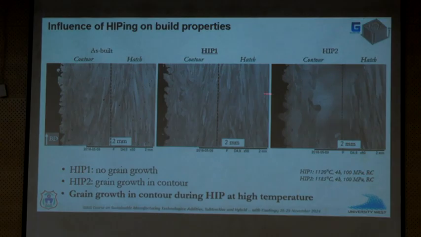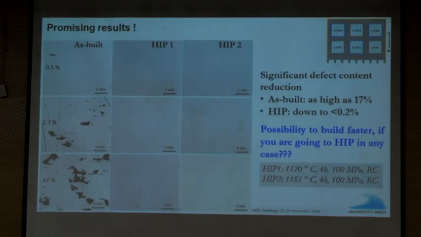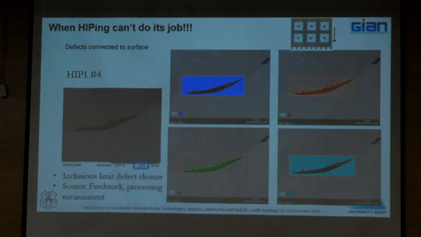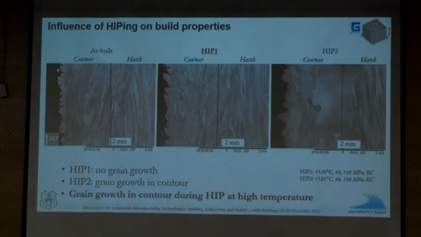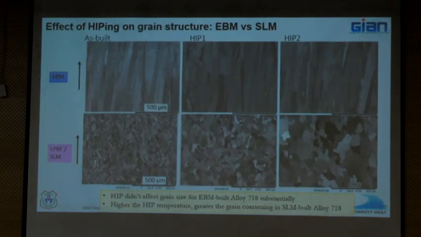This is after HIPping the same sample at 1185. So you begin to see grain coarsening now. Everything else is the same: same pressure, same duration, different temperature. You see grain coarsening, and this is something you don't want. So although your pore healing is effective and defects are gone, you don't want grain coarsening. That's how we decided on using 1120. So grain growth during HIPping is something that you want to avoid.